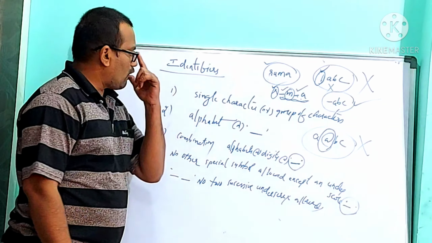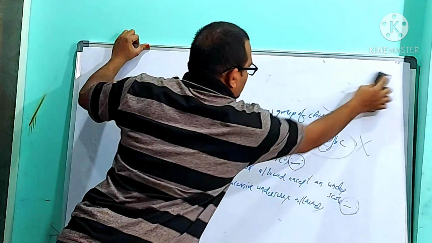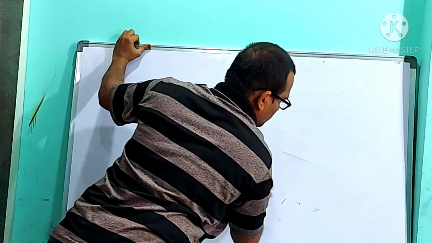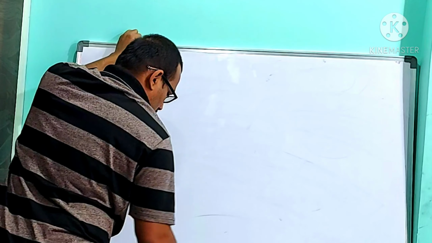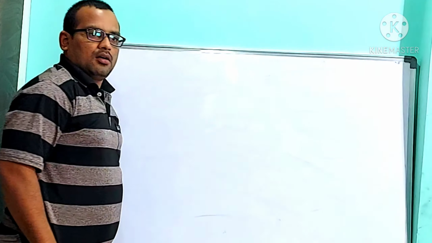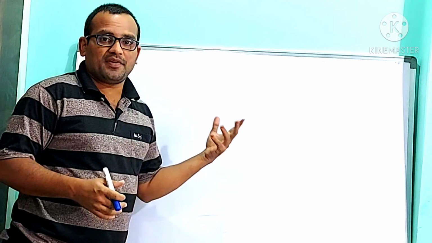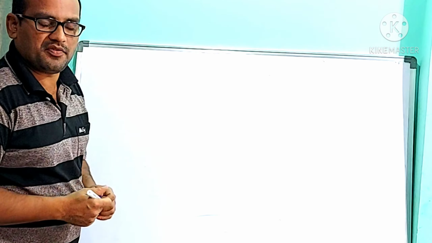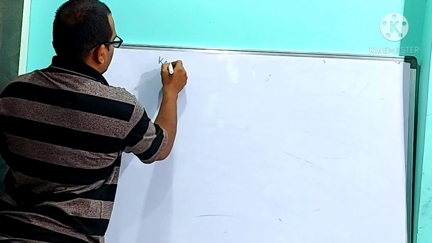Okay, so this is the topic of identifiers. Identifiers are the individual parts of a C program which have some meaning, so identifiers come under tokens. Next one is keyword.